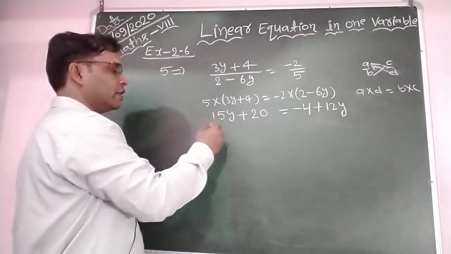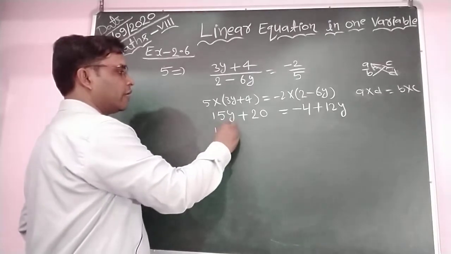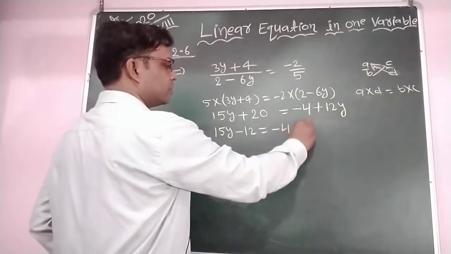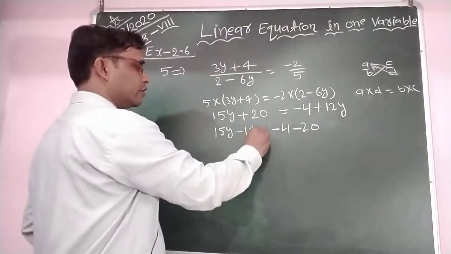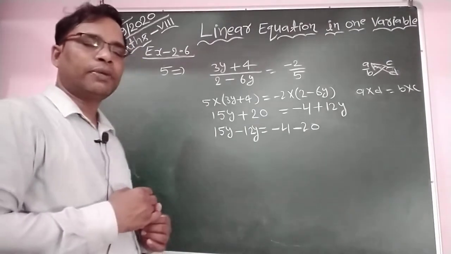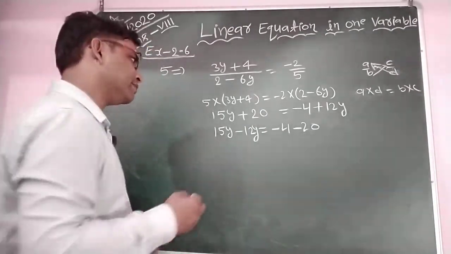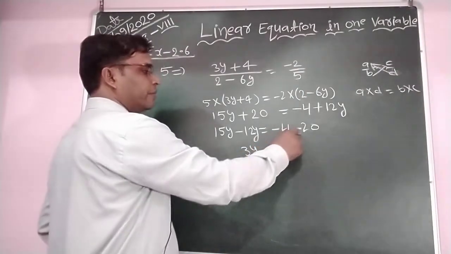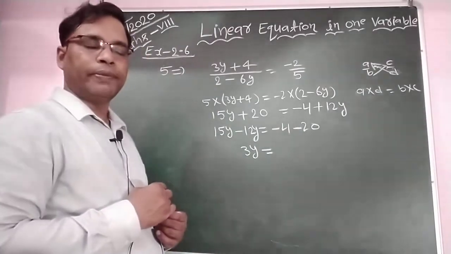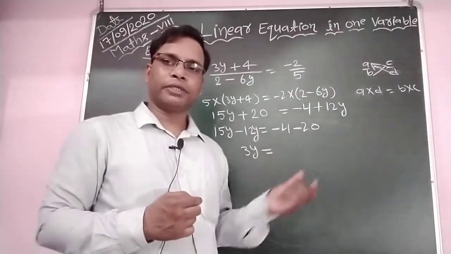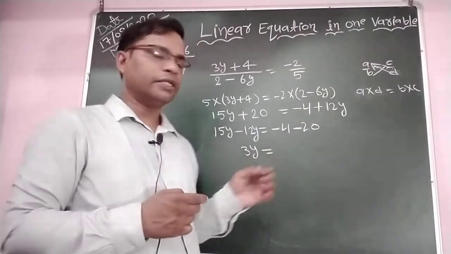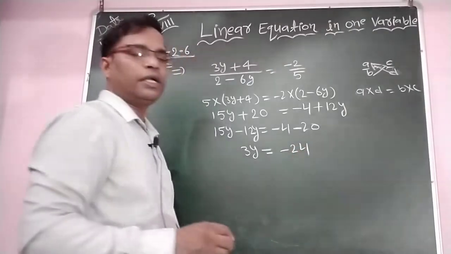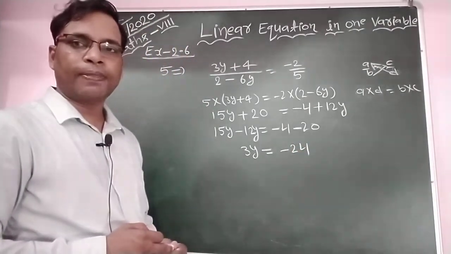So let's see what we have. 15y minus 12y is equal to minus 4 minus 20. When we subtract 12y from 15y, then we have 3y. So you can write here 3y is equal to minus 4 minus 20. You can see here both numbers have the same sign, so you can add them with the same sign. Minus 20 minus 4 is equal to minus 24.